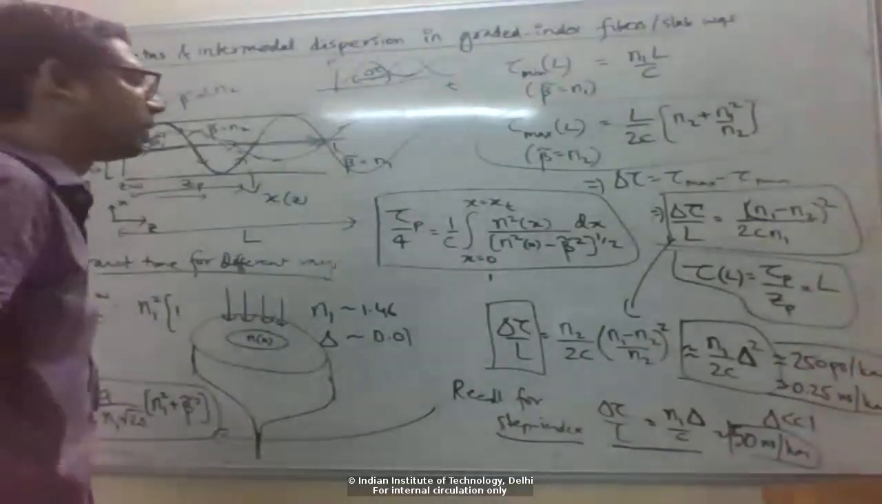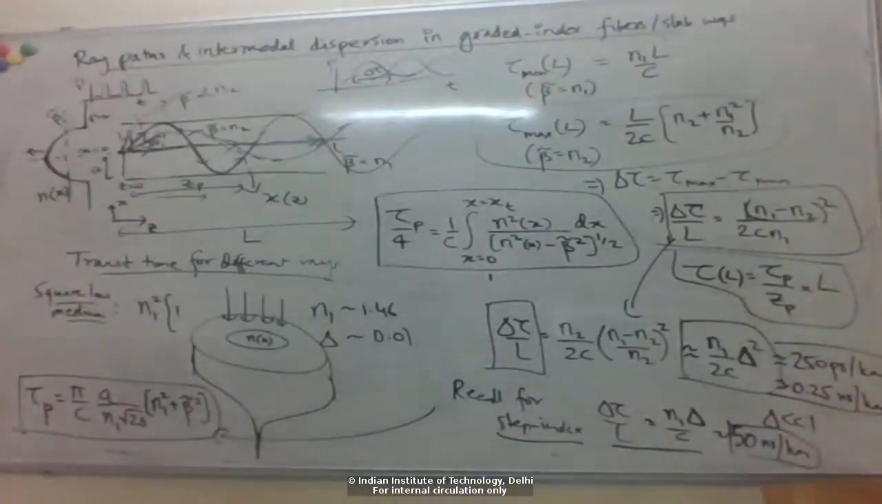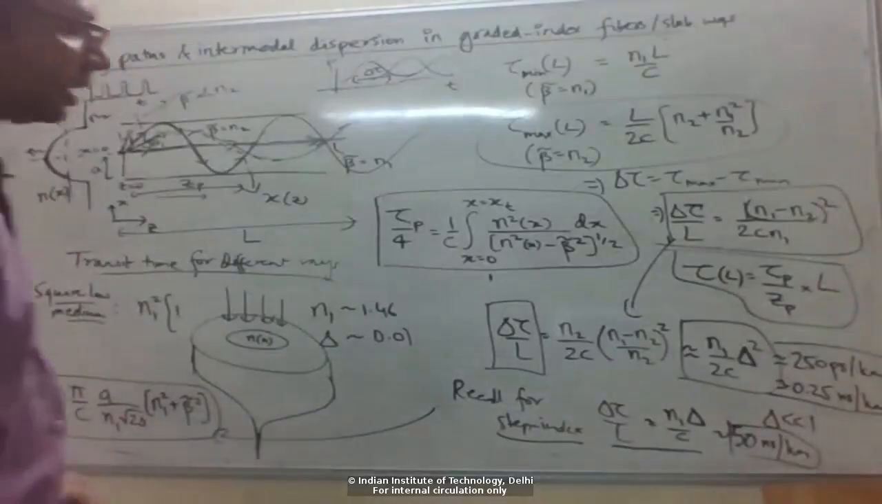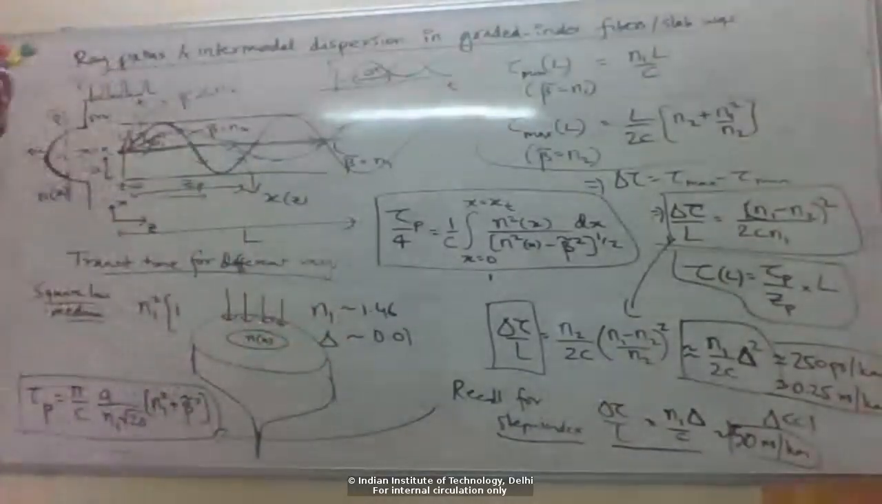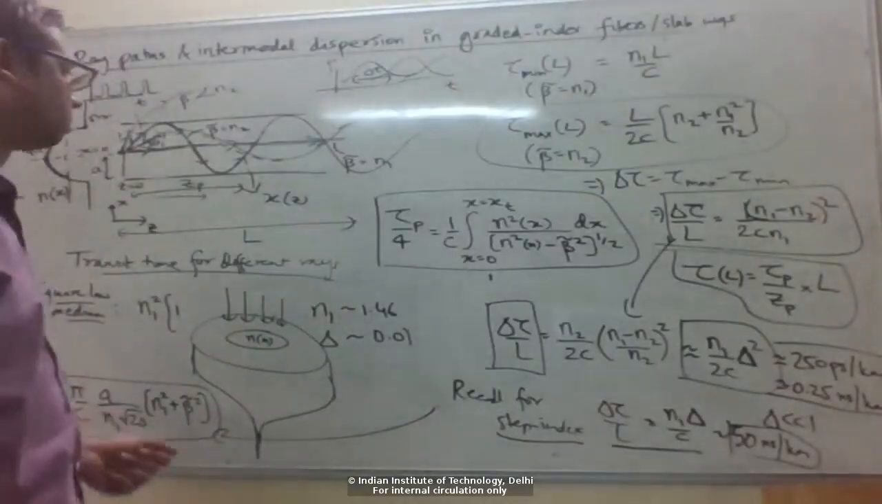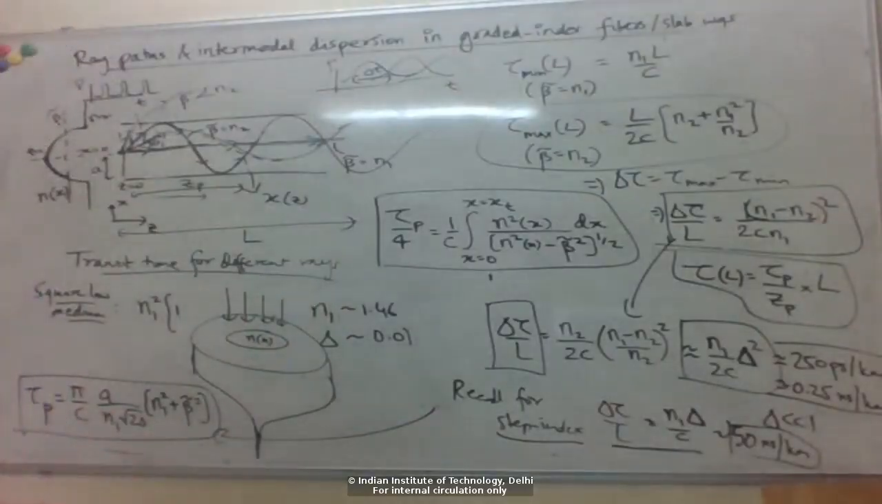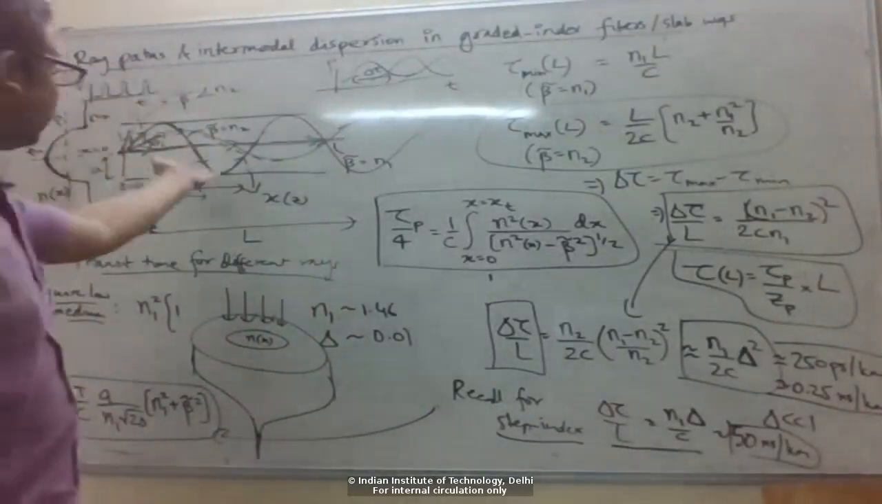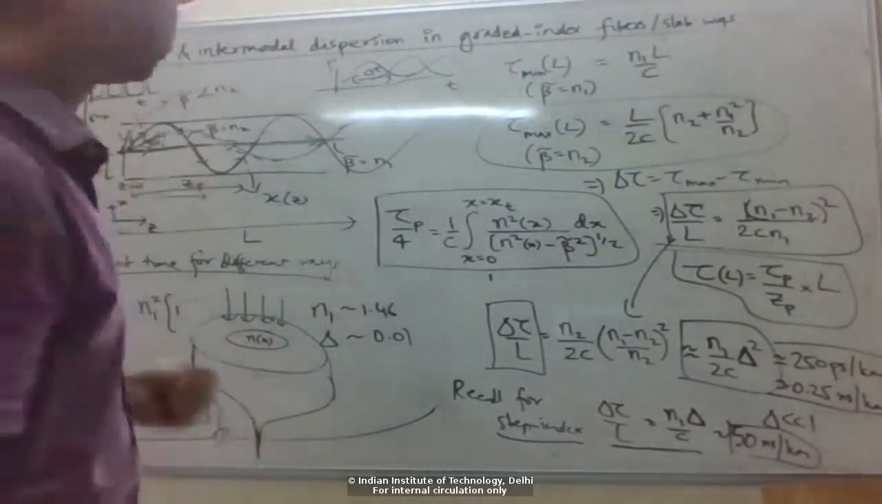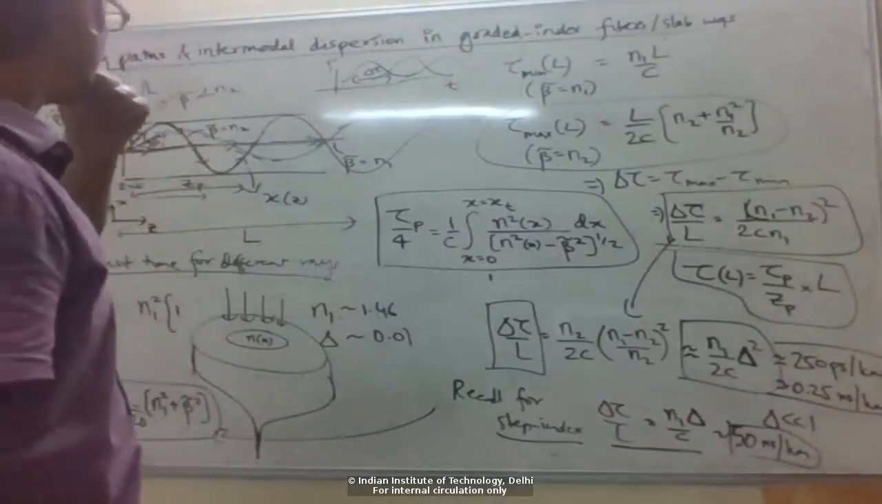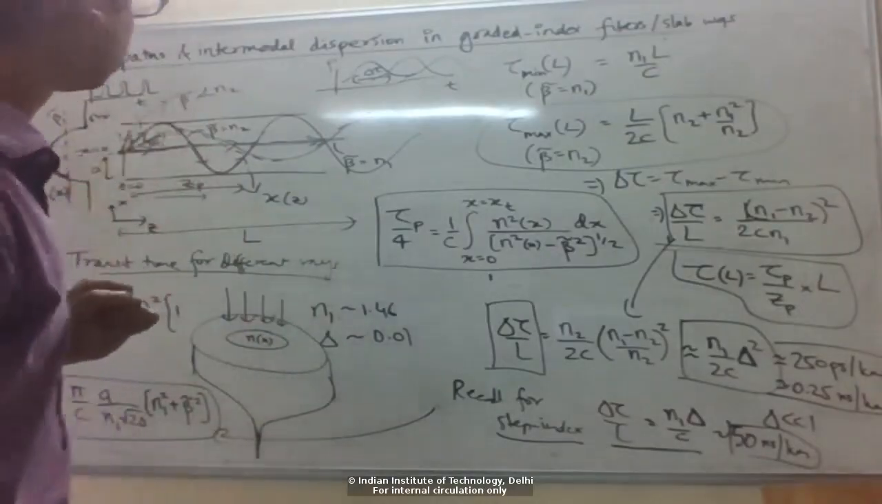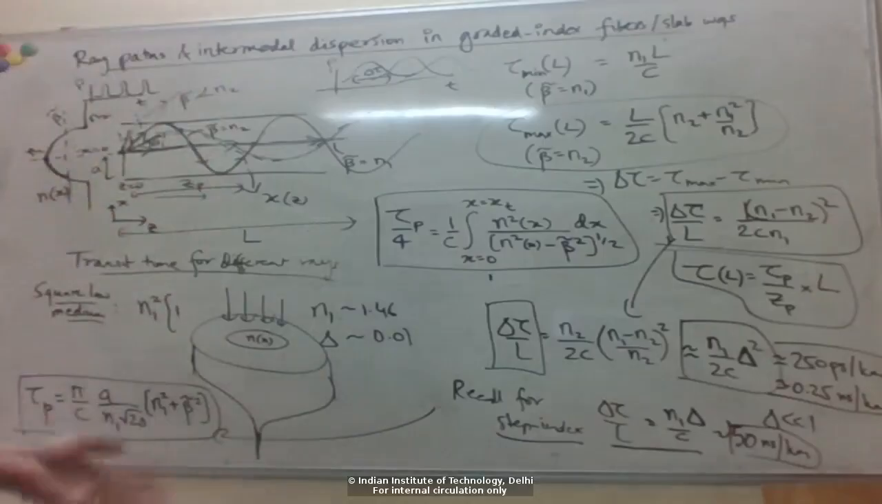Nowadays, especially for telecommunication, information communication applications, we don't really use multi-mode fibers anymore, right? We just use single mode fibers. So in that case, ray paths and these kinds of things become redundant. You just have a single mode, and the dispersion in that case is measured in a different way. So we'll discuss that in more detail later.